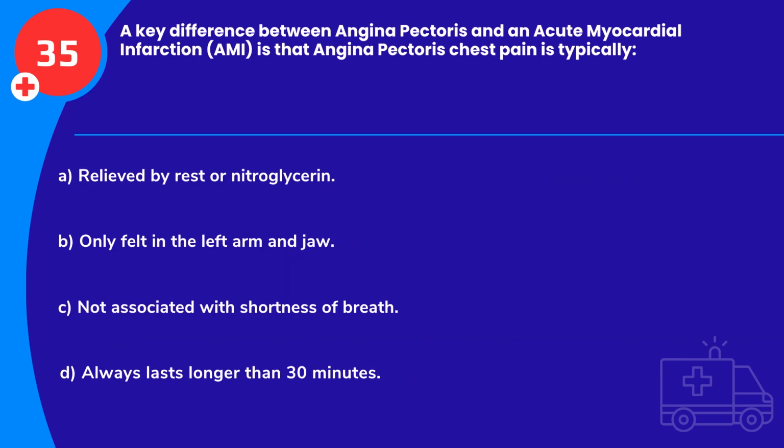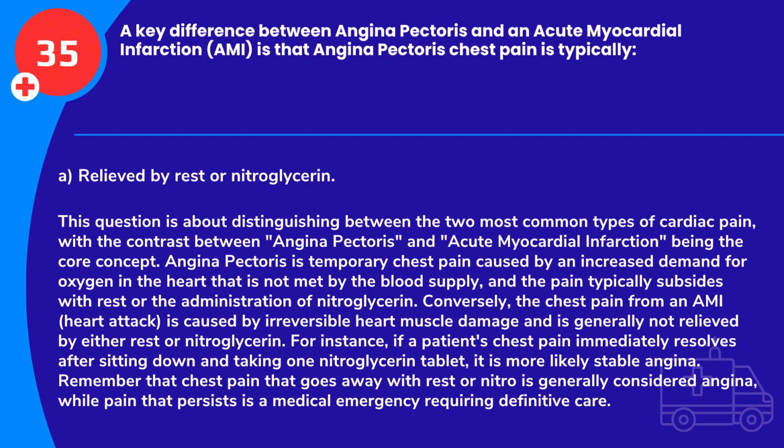Question 35. A key difference between angina pectoris and an acute myocardial infarction, AMI, is that angina pectoris chest pain is typically A. Relieved by rest or nitroglycerin. B. Only felt in the left arm and jaw. C. Not associated with shortness of breath. D. Always lasts longer than 30 minutes. Answer. A. Relieved by rest or nitroglycerin.